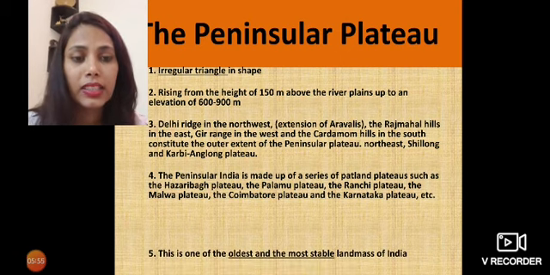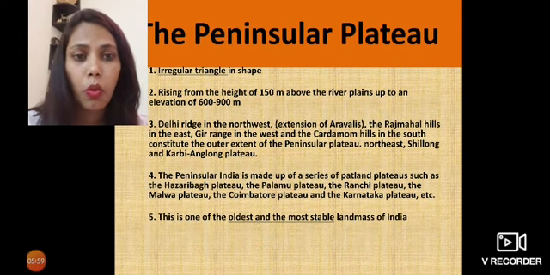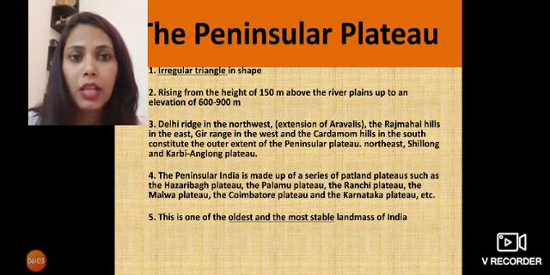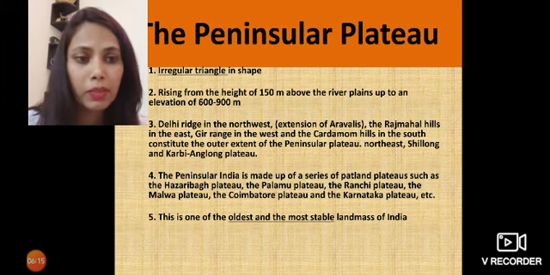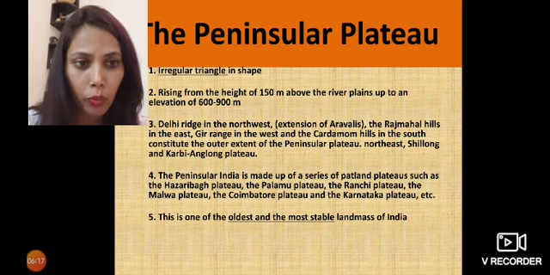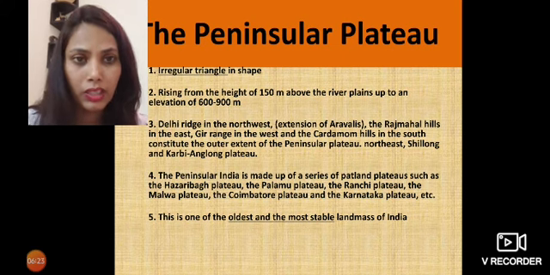Next, this is the oldest and the most stable landmass of India. Oldest means geologically, the Peninsular Plateau is the oldest landmass of India, and most stable means it does not move, while the Himalayas are still moving. That means they are rising. So there is movement in the Himalayas, but this Peninsular Plateau has no movement. That is why we say it is the oldest and most stable plateau.